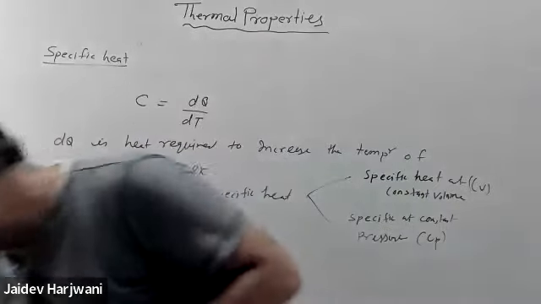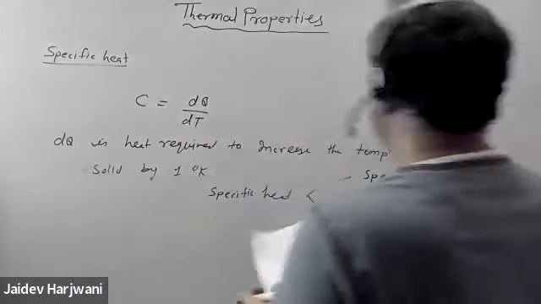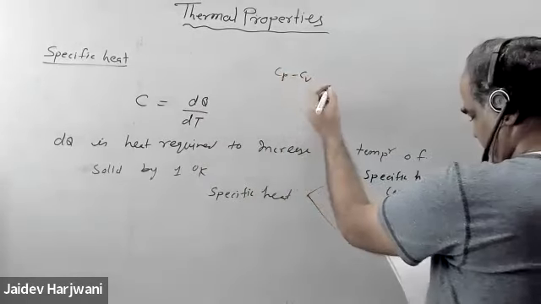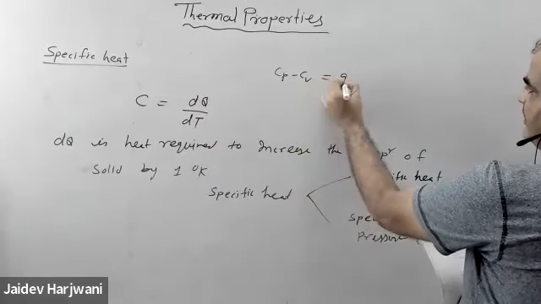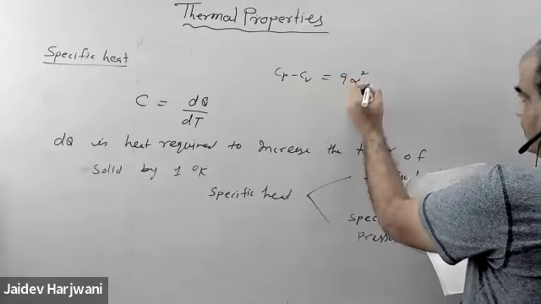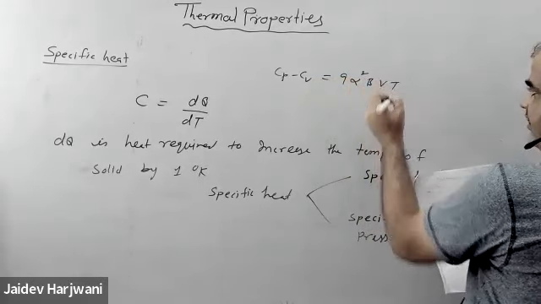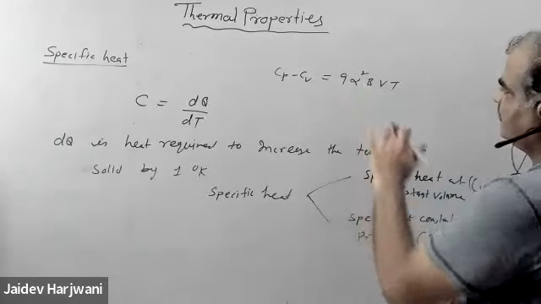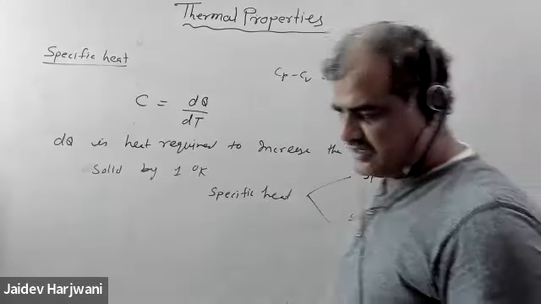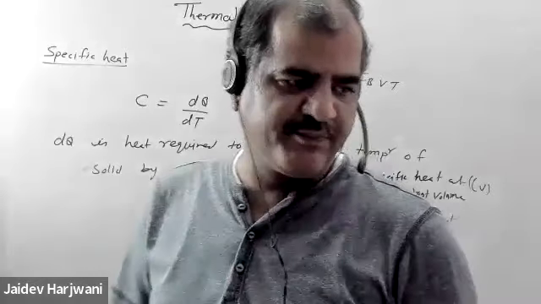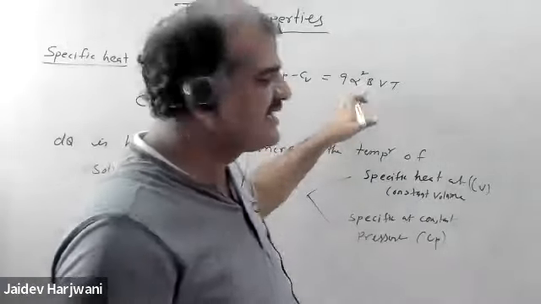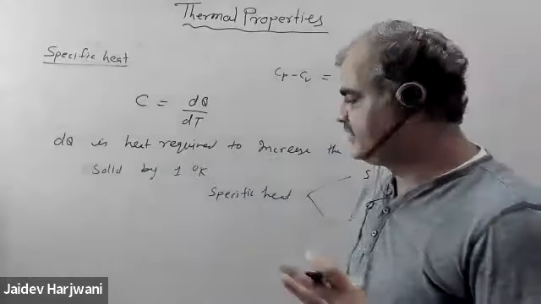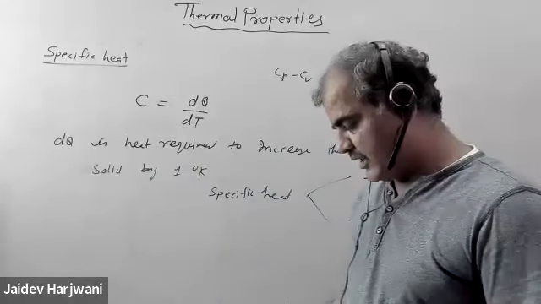If you remember, you may have done that in your thermodynamics course. Then Cp minus Cv for solids is given by 9 alpha squared B V T. Here B is the compressibility factor, alpha is the expansion coefficient. These are very negligible in the case of solid. So for solid, there's a very small difference.